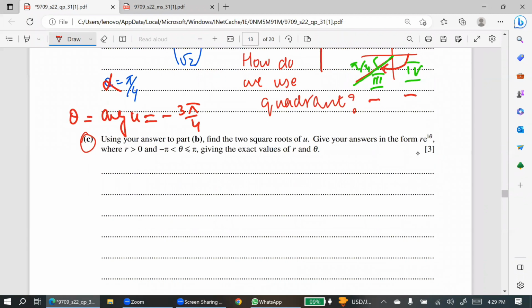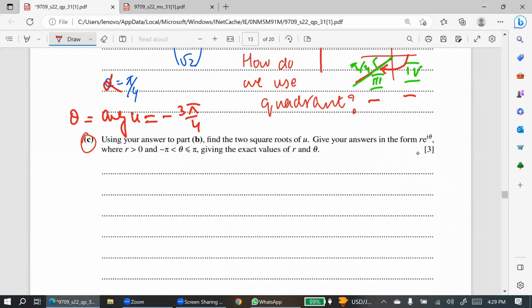Now we will come to know how to find the square root of a complex number when the complex number is in the form of r e raised to iota theta.